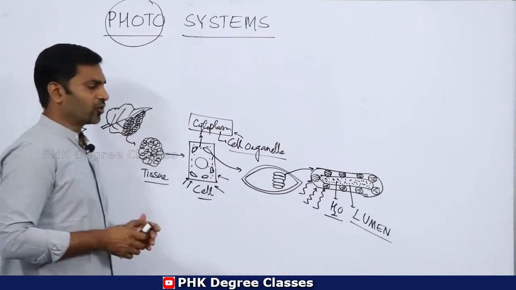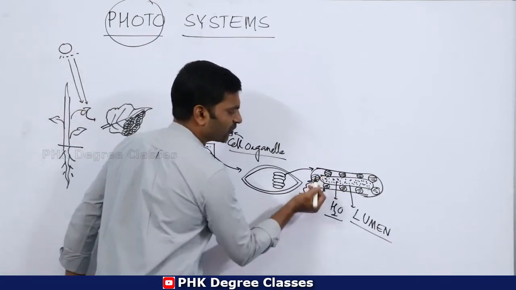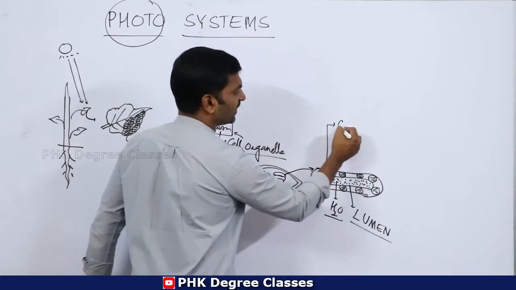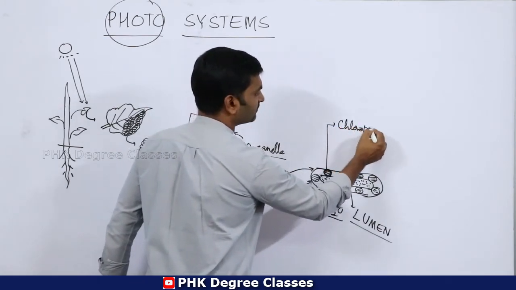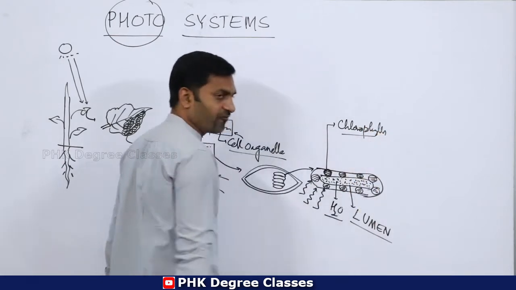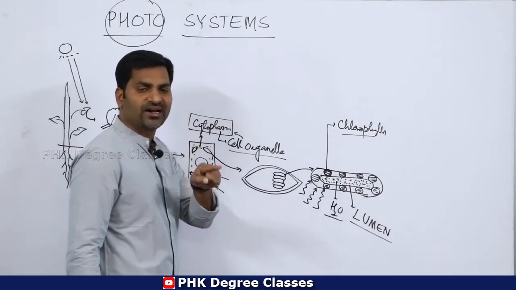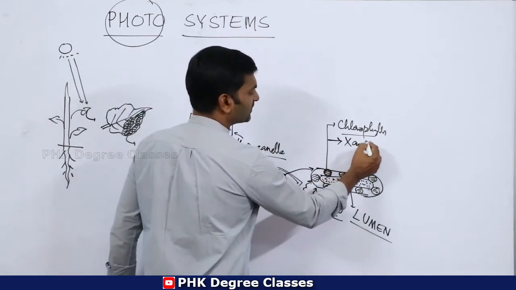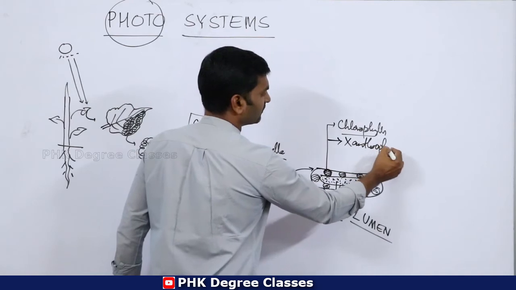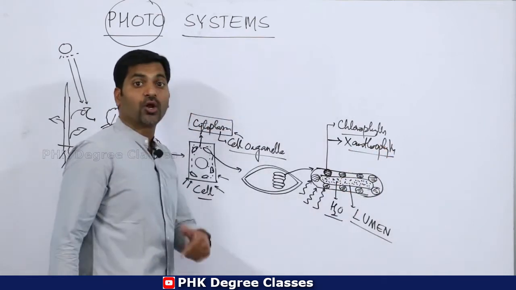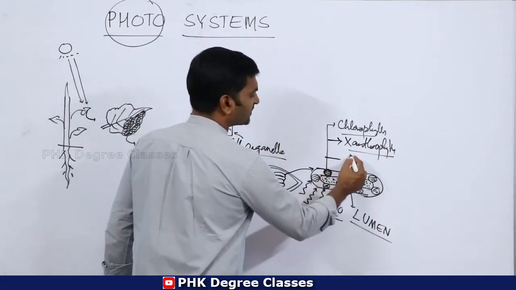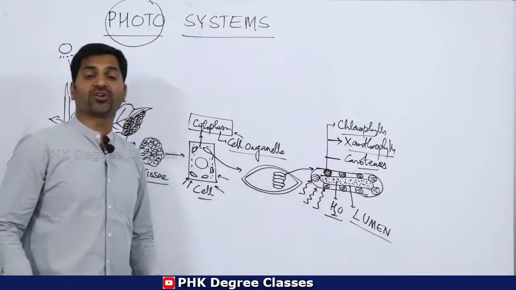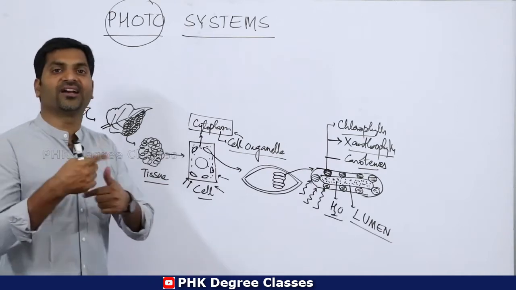Remember, every photosystem, for example this is a system, is composed of chlorophylls. What is that? Chlorophylls. Chlorophylls are the green colored pigments, and these systems are also composed of xanthophylls, or yellow colored pigments. Then these systems are also composed of carotenes, or orange and red colored pigments.